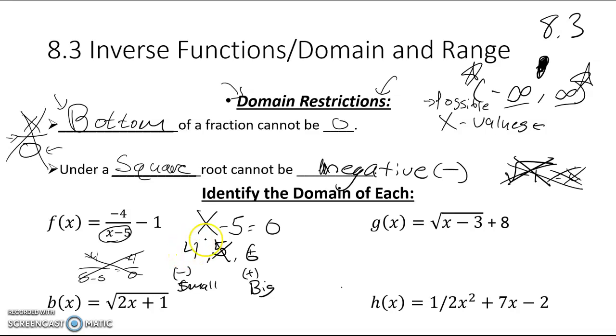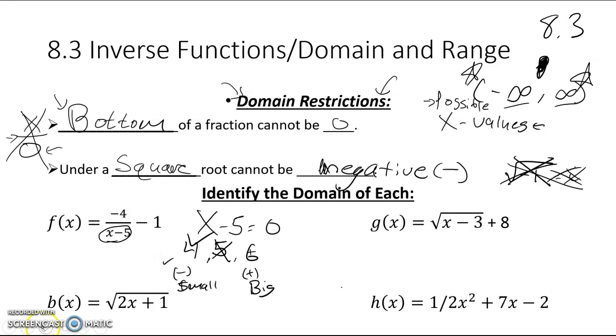What about 4? I'm going to try plugging in a 4 here. If I plug in a 4, I have 4 minus 5 on the bottom, which gets me negative 4 over negative 1, which is just 4. So that's okay. I can plug in 4. 4 is good to plug in. And then what about 6? Can I plug in 6?